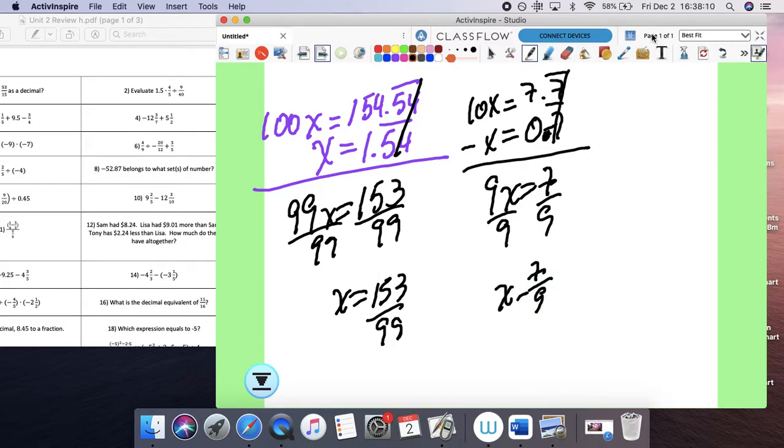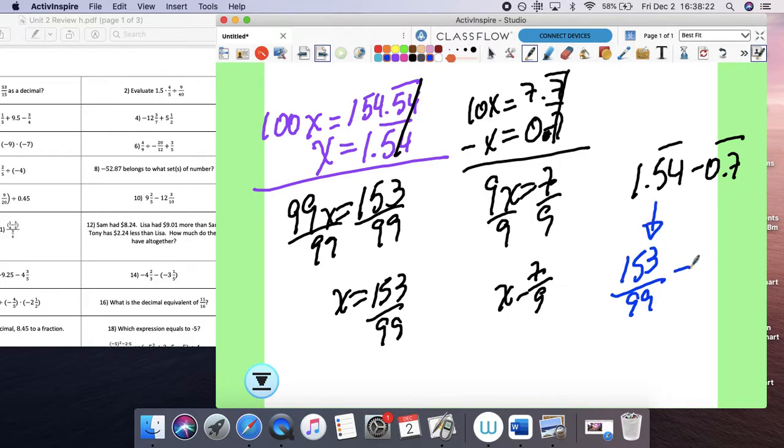So I can go to my original problem, which was 1.54 repeating minus 0.7 repeating, and replace those two with this becomes 153 over 99 minus, this becomes 7 over 9. Right, now I can actually do something with that. Find the common denominator, which is 99.